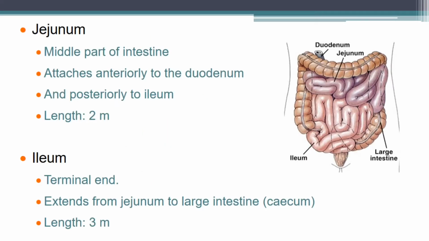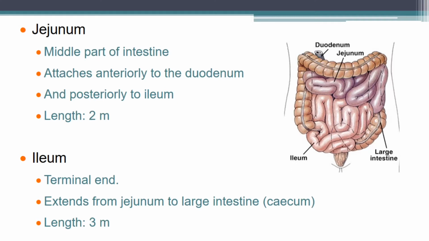Now the second part of the small intestine, the jejunum. It is the middle part of the intestine. It attaches anteriorly to the duodenum and posteriorly to the ileum. So we can say it is the middle portion between the duodenum and ileum. The length of the jejunum is 2 meter.